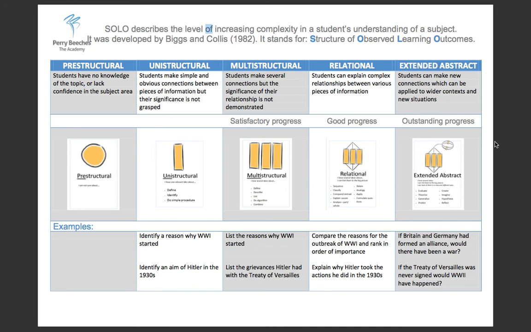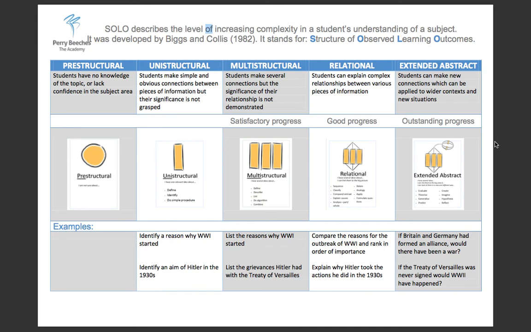The next is relational information, where students can explain complex relationships between various pieces of information. So you're going from abstract information, you're deducing knowledge, and going into concrete evidence. When I mean evidence, it is that you, as the educator, can see evidence that the student understands it, can explain it and has a good grasp of the idea. So compare reasons for the outbreak of World War One and rank in order of importance, or explain why Hitler took the actions he did in the 1930s.